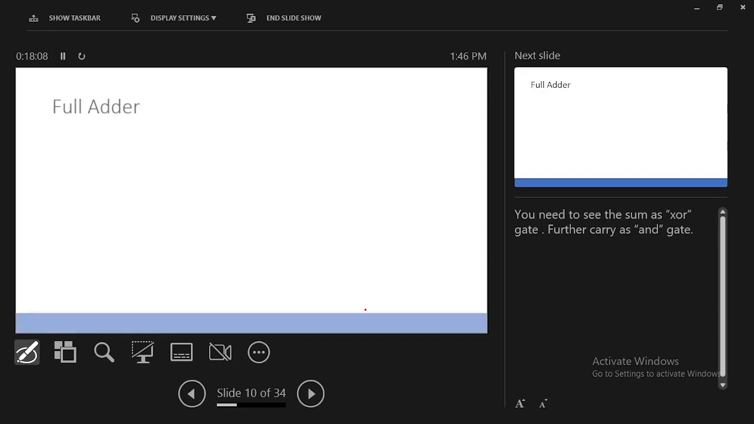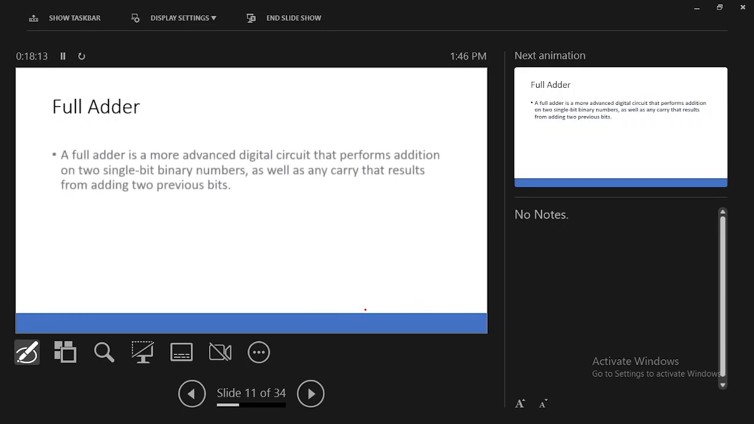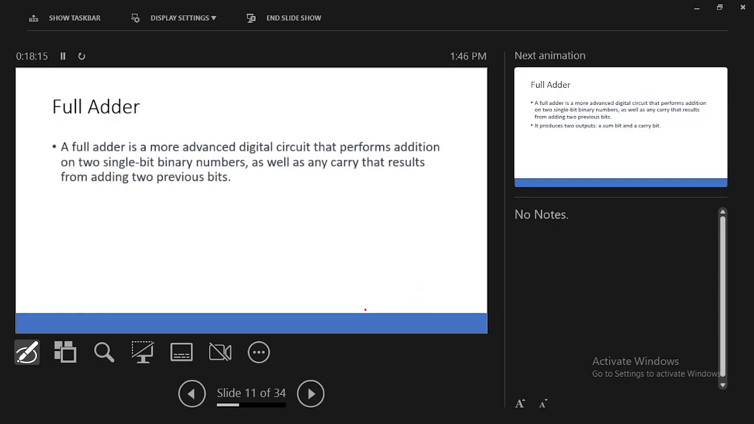And next, what we have to do is understand the full adder, how this full adder is going to work. A full adder is a more advanced digital circuit that performs addition of two single bit binary numbers as well as a carry that results from adding two previous bits. Now we have an additional layer which takes two inputs and we are calculating. We'll get an example, then you can understand. It produces two outputs, a sum bit and a carry bit as usual.